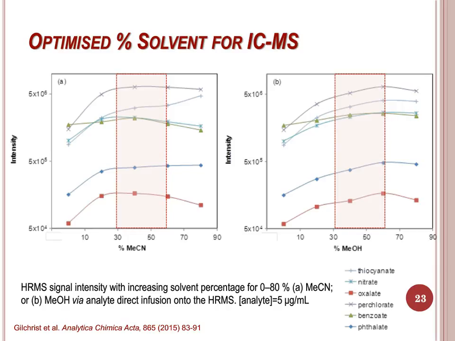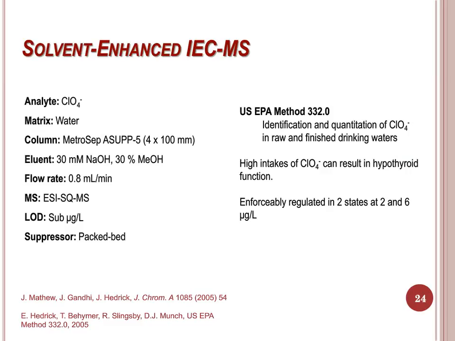Perchlorate is particularly toxic to humans at low concentrations through preventative uptake of iodine, resulting in hypothyroid function, and is therefore monitored globally. One of the two chromatographic methods specified in the US EPA Method 332 for the specific detection of perchlorate in drinking water uses a standard bore Metrosep A Supp 5 with an eluent of 30 millimolar hydroxide and 30% methanol. This method used a patspread suppressor to ensure compatibility with the organic solvent in the eluent.